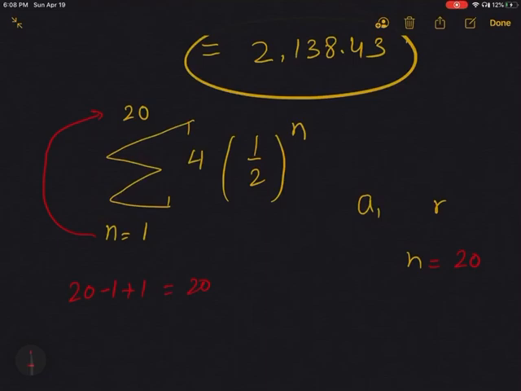Now the ratio and the first term. Let me just tell you the shortcut. The number that's in parentheses is always going to be the ratio of that series. I repeat, that's the shortcut. The parentheses part is always the ratio, and the number outside is always going to be your first term. That's all you need to remember.